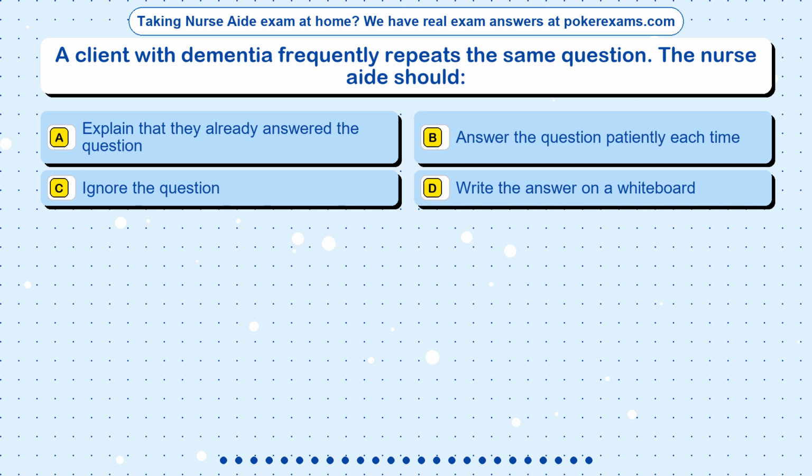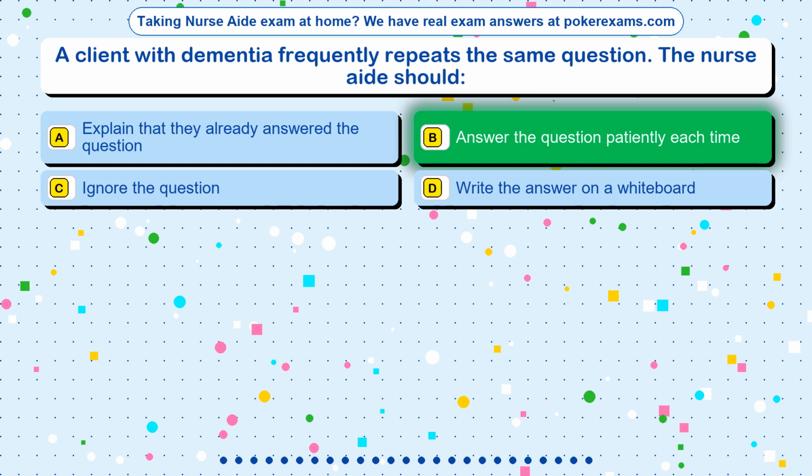Question 2. A client with dementia frequently repeats the same question. The nurse aide should: Option A. Explain that they already answered the question. Option B. Answer the question patiently each time. Option C. Ignore the question. Option D. Write the answer on a whiteboard.